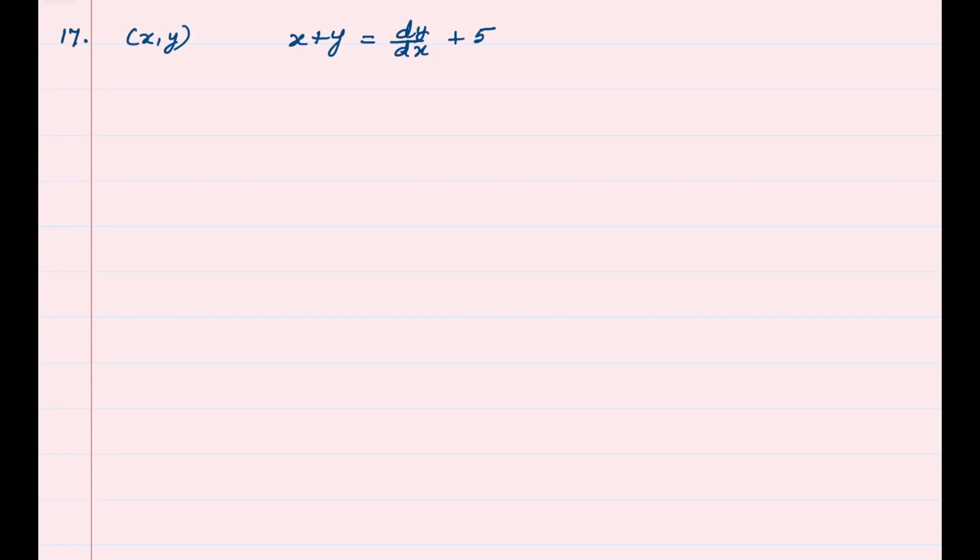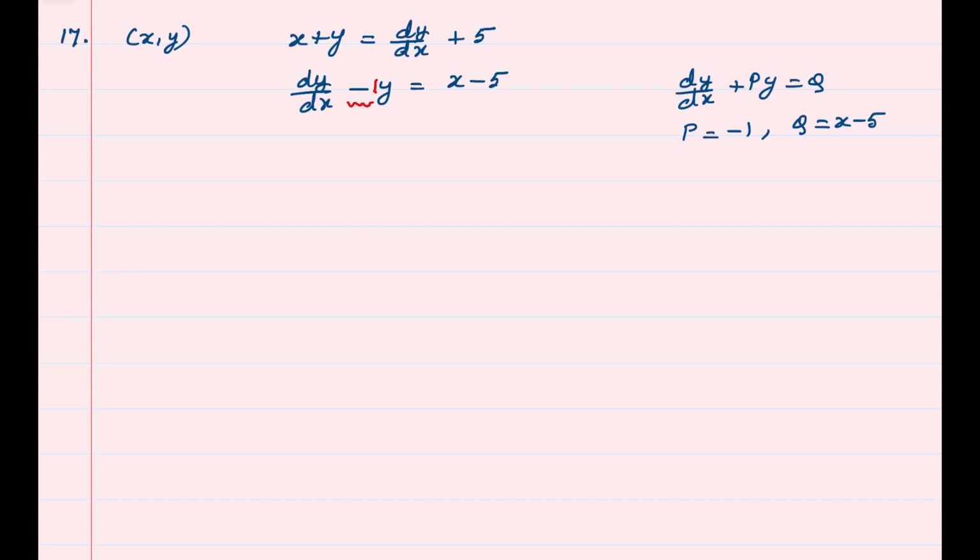This equation can be solved by taking x plus y minus 5 equal to t and then using the variable separable method or the linear differential equation method. Therefore, dy/dx minus y is equal to x minus 5. Now this is in the form dy/dx plus Py equals Q, where P, taking along with the sign, very important, is -1 and Q is x minus 5. In this case, P and Q are functions of x or constants.